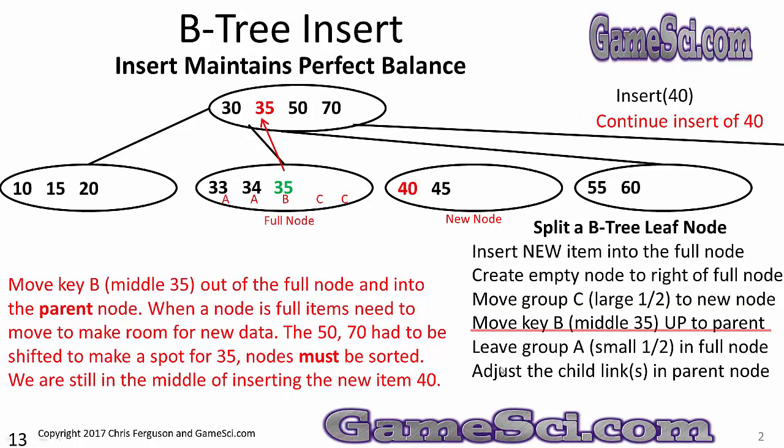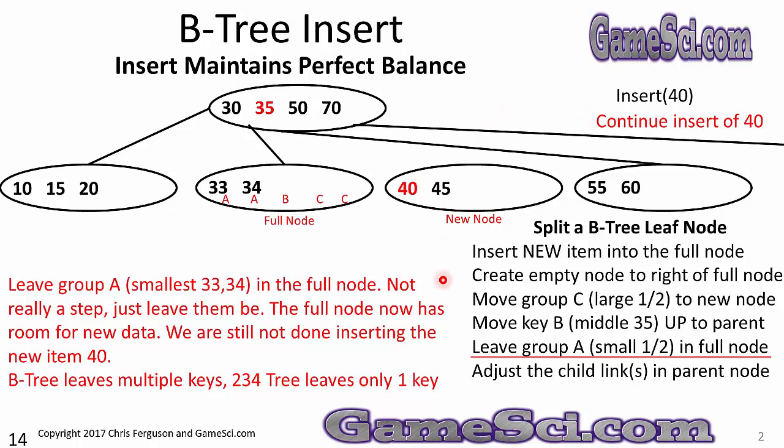Continue the insert of 40. Move key B, the middle 35, up to the parent node. See this 35? It is the middle item of the node we are splitting. It needs to move up. Notice how everybody shifted over to make room for 35. Move key B, the middle 35, out of the full node and into the parent node. 50 and 70 in the parent had to be shifted to make a spot for 35. Nodes must be sorted. Keep in mind we are still in the middle of inserting the new item 40.